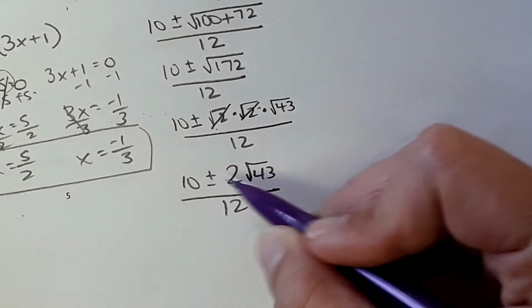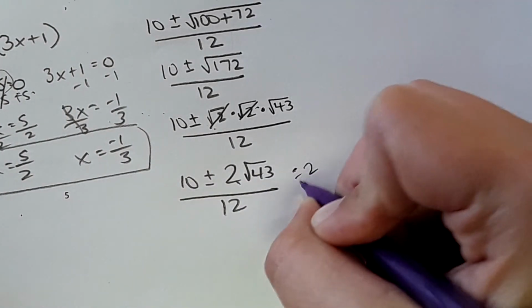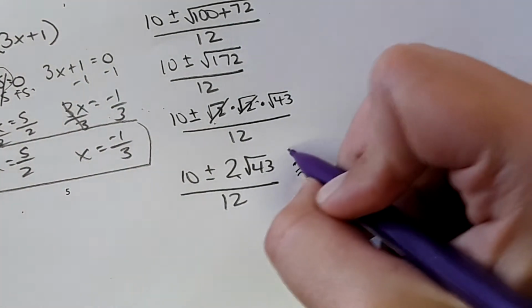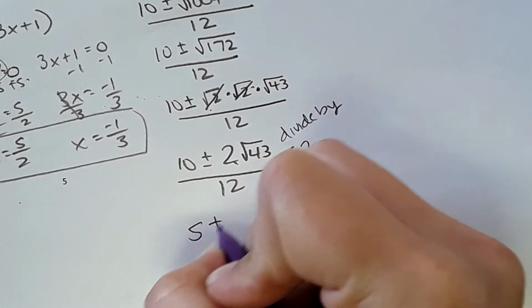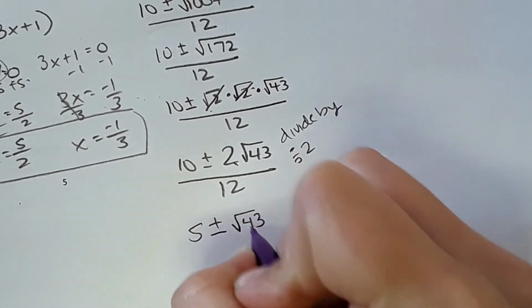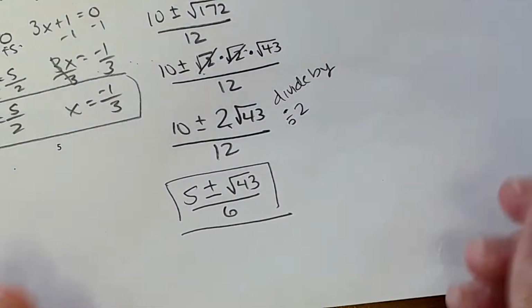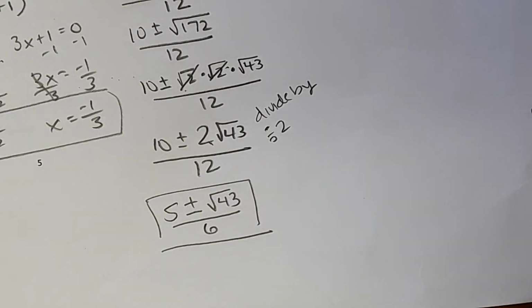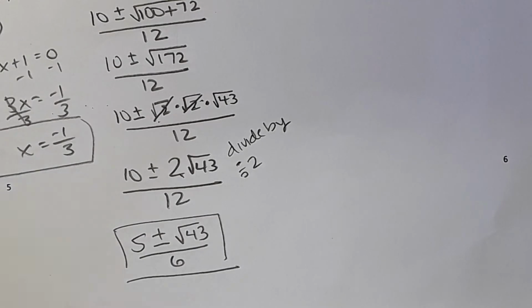And then the 2 square root of 2 is just, that becomes 2. And then for this, all 3 terms I have here can be divided by 2. So I'm going to simplify. Divide by 2. So I get 5 plus or minus square root of 43 over 6. And we're done. If you were looking for a decimal answer, you could plug this into a calculator, but that's the simplest form as far as that.